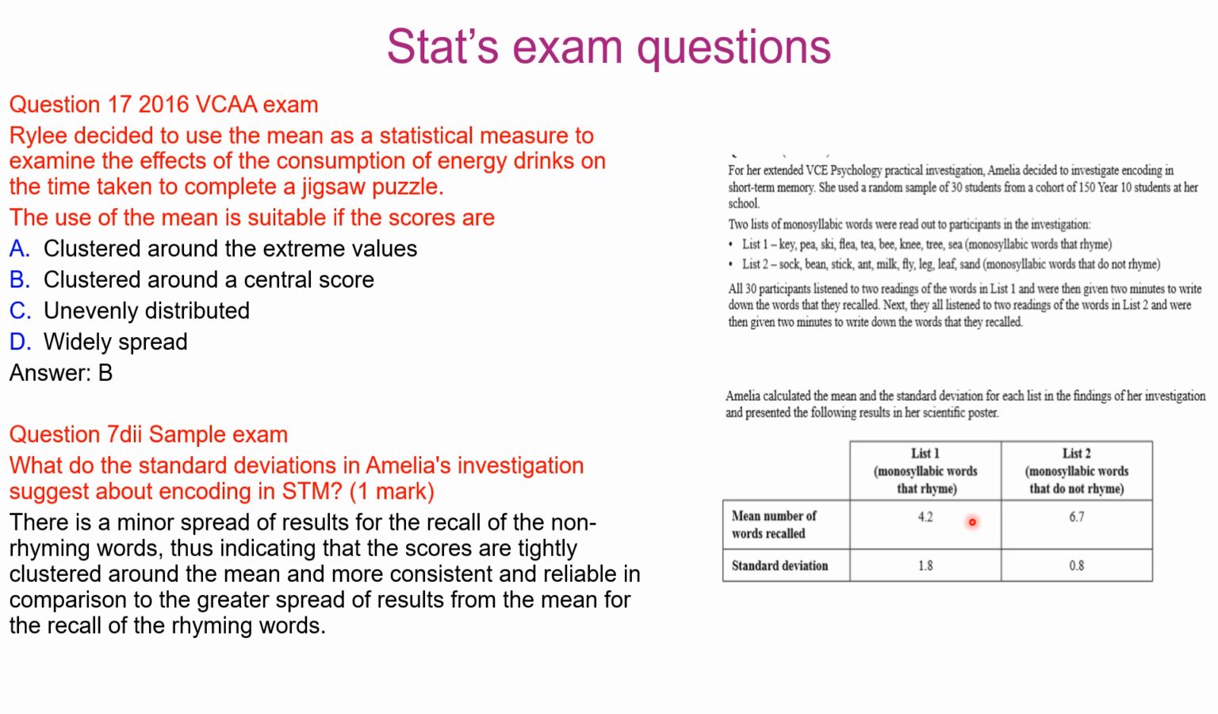When we have words that rhyme, it's obviously creating a much bigger discrepancy with that 1.8 standard deviation. So therefore, we've got less consistency, a much bigger spread. For some people, the use of the rhyming words is actually creating a huge effect in a detrimental way in terms of their STM capacity.